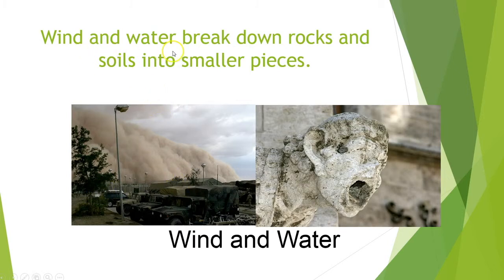But the key is that wind and water break down rocks and soils into smaller pieces. If the wind is blowing, especially if it's blowing sand against things, that can break down the rocks into smaller and smaller pieces. Or water falling on things can break them down into smaller and smaller pieces. They want you to do that at more of the local level, and not specifically talk about words like weathering.